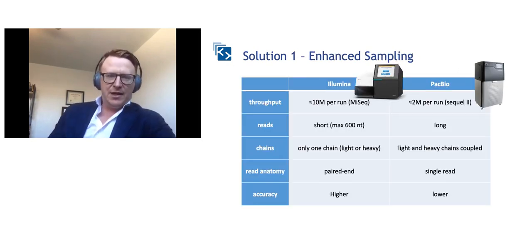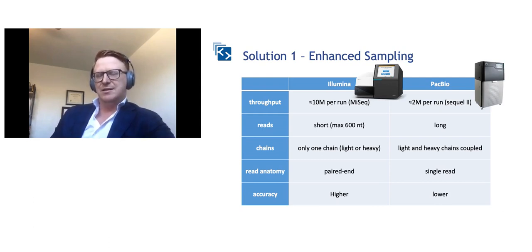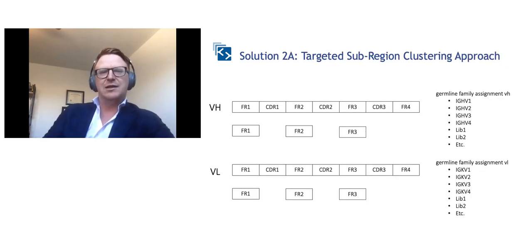So when we think about enhanced sampling, the two platforms that we predominantly use are Illumina and PacBio. For selections, we've been focused more on PacBio just because it gives us the paired-end reads, VH and VL, whereas Illumina is only restricted to a single chain typically. We find that PacBio for the selection outputs and the anticipated diversity is fairly sufficient in giving us the underlying sampling needed from a given selection campaign.